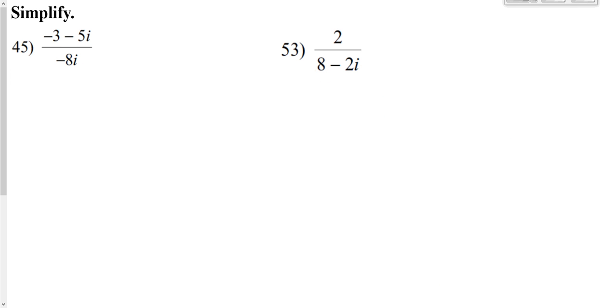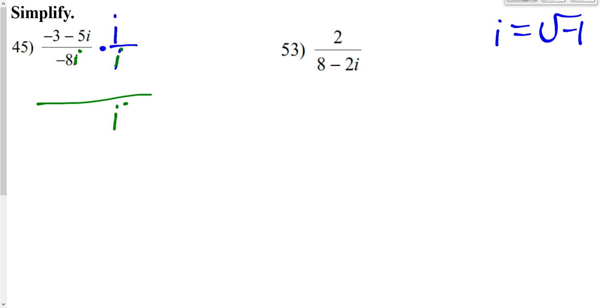Now, looking here, remember that i represents a square root of negative 1. And so this is like having the square root of a negative 1 in the bottom. Remember, we don't like to leave roots in the bottom. So we got to get that root or any of the i's out of the bottom. So I'm going to multiply the top and the bottom just by an i, because when I take this i times this i, I get an i squared.